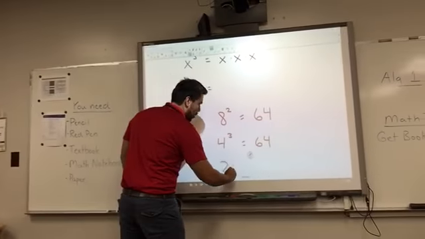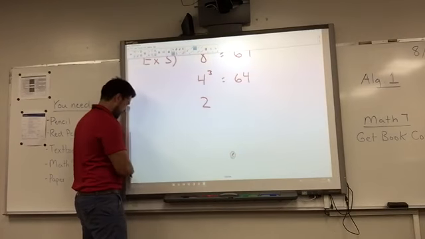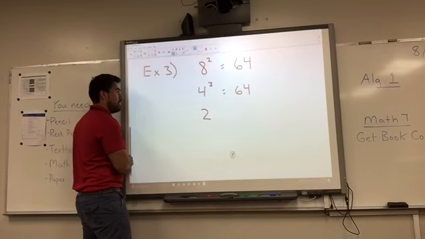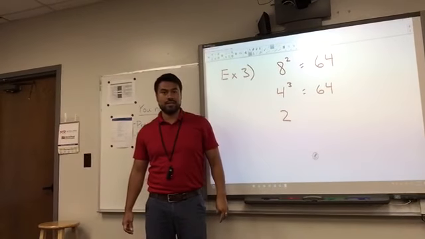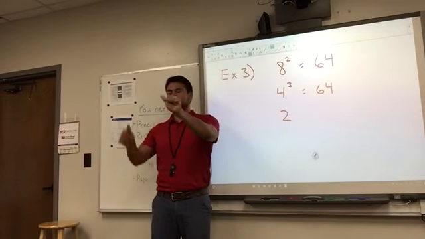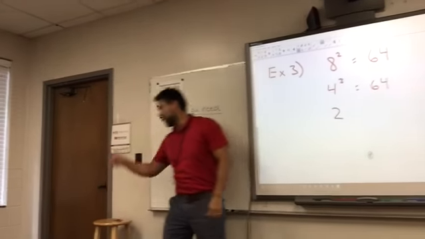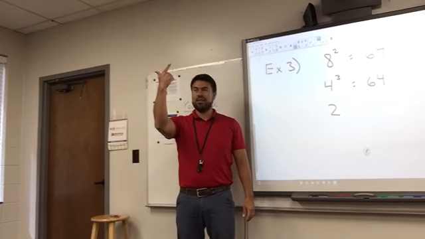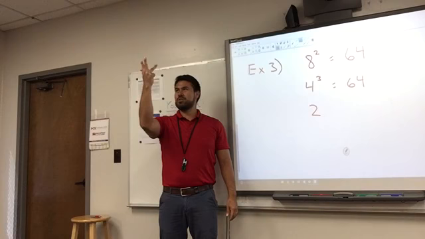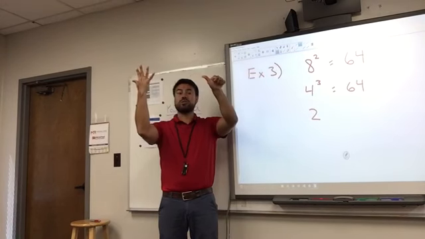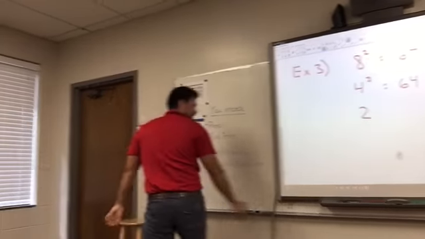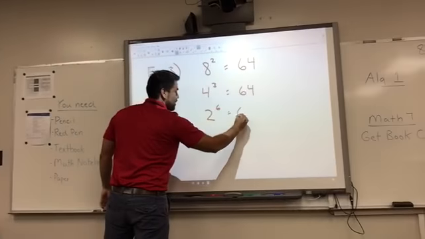2 to what exponent? 4. So 2 times, oh, you want to guess? 6. To the 6. Okay, let's try it out. So I'm going to pull up how many times I use 2. All right, 2 times 2 times 2 times 2 times 2 times 2. So 2 to the 6th is also equal to 64.